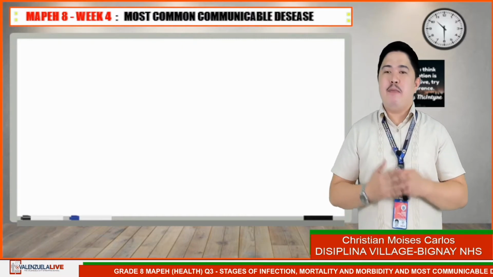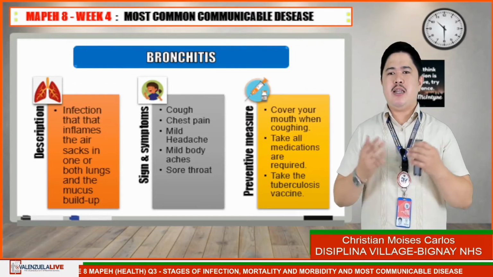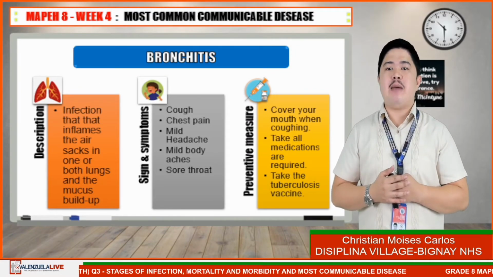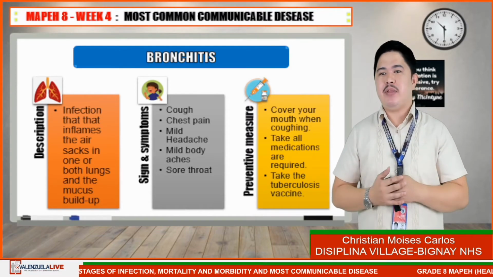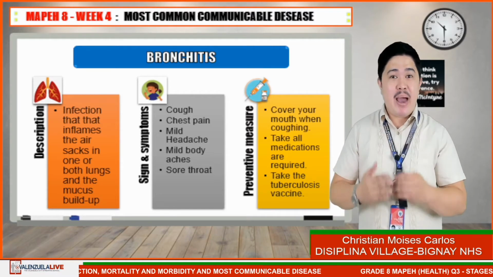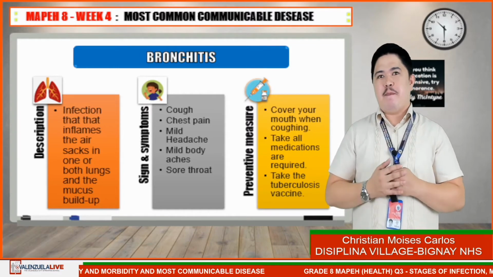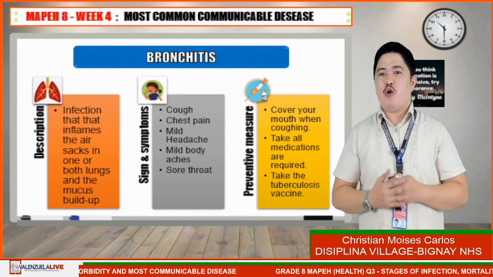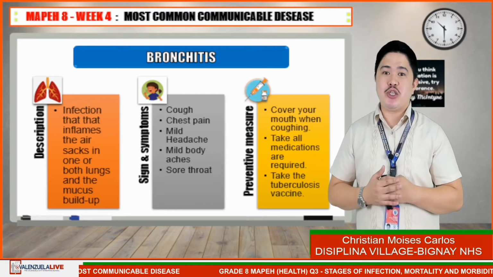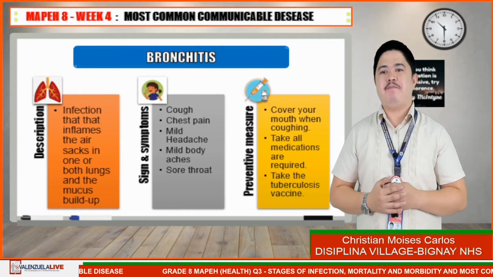Next, we have bronchitis. Description of this disease: it is an infection that inflames the air sacs in one or both lungs and the mucus fills up. Signs and symptoms: cough, chest pain, mild headache, mild body aches, and sore throat. Preventive measures: cover your mouth when coughing. Take all medications required. Take the tuberculosis vaccine.